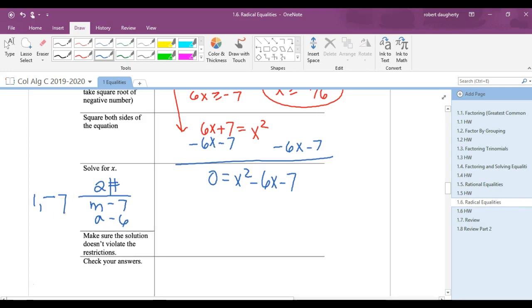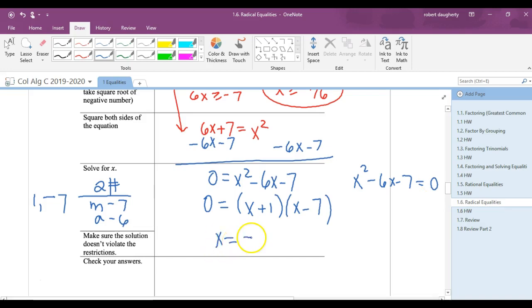So that means that this is what? 0 equals x plus 1 times x minus 7. That has to be that, okay? You could have the 0 on the other side. Once you get to here, I think you're used to seeing it like this. That's the same thing, doesn't matter. So what is my solution here? Negative 1, positive 7, right?